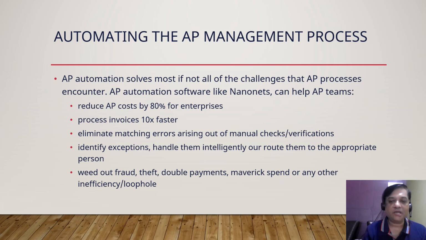So once we decide to automate the AP process, it solves many problems. Like it reduces AP cost by 80%, processes invoices 10 times faster, eliminates matching errors, identifies the exceptions and handles them intelligently, and weeds out fraud, theft, double payment, and other loopholes.